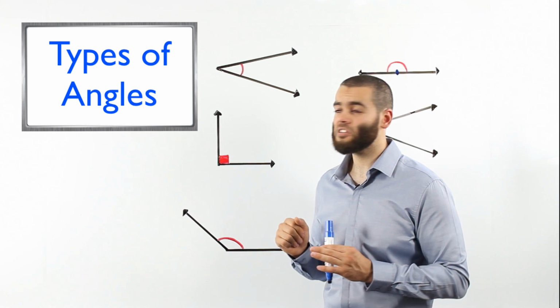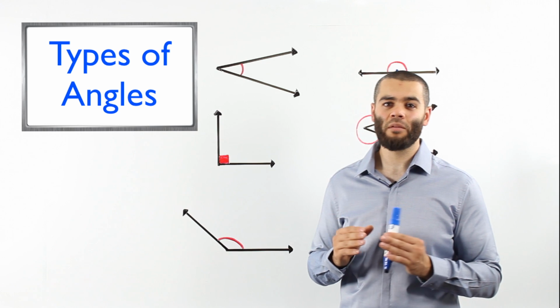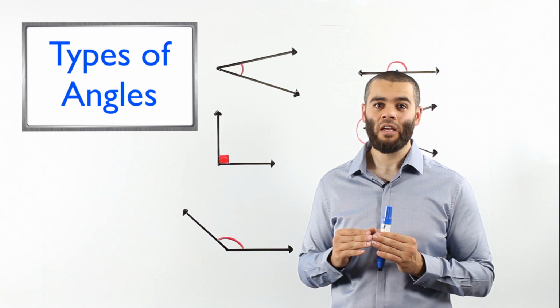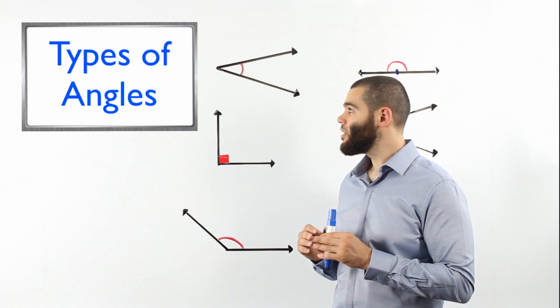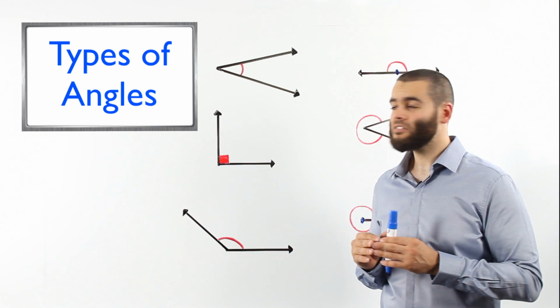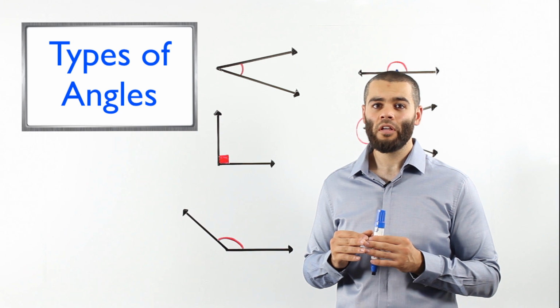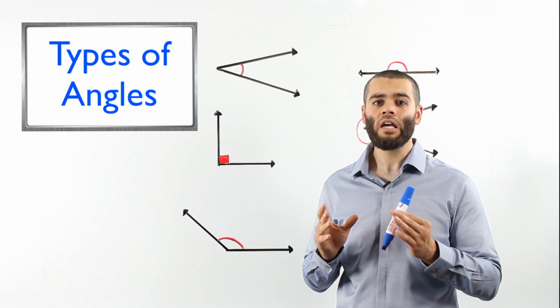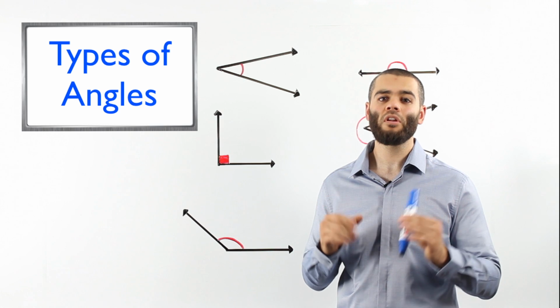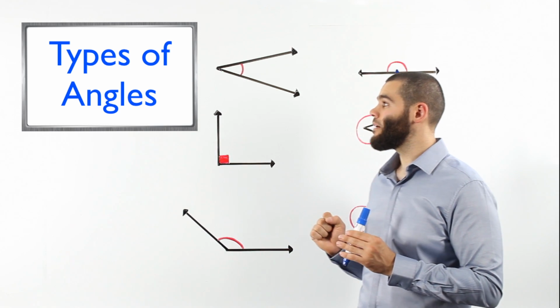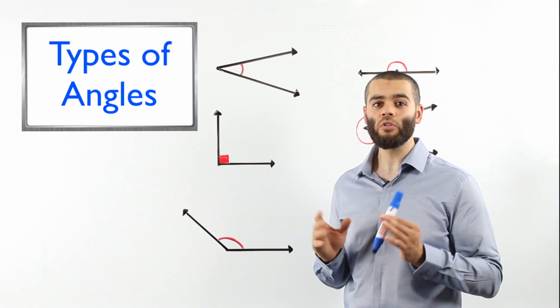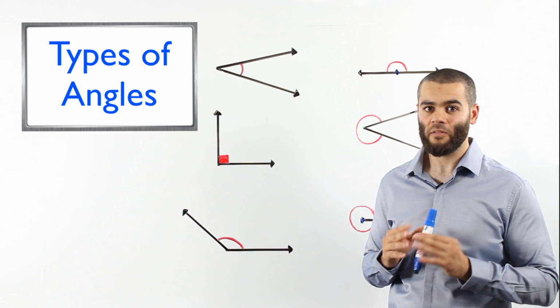Then we have what we call the straight angle. The straight angle, as the name suggests, is actually a straight line, and it is 180 degrees exactly. Then we have the reflex. Now the reflex is a large angle. It actually is larger than 180 degrees, but smaller than 360 degrees. And then we have the revolution, which is a full turn, 360 degrees.